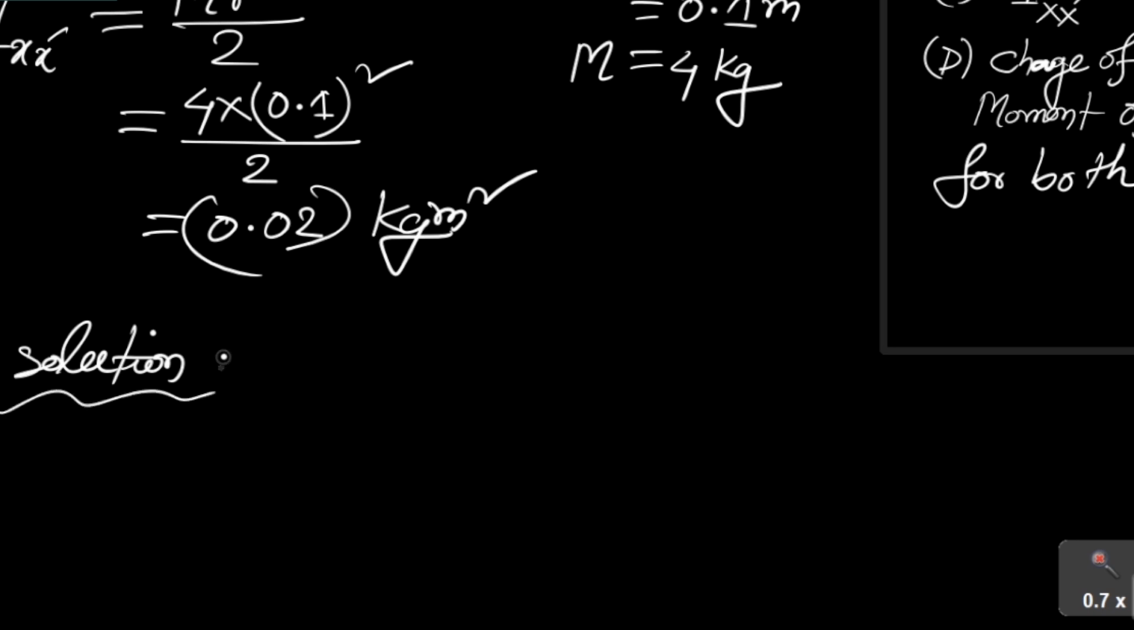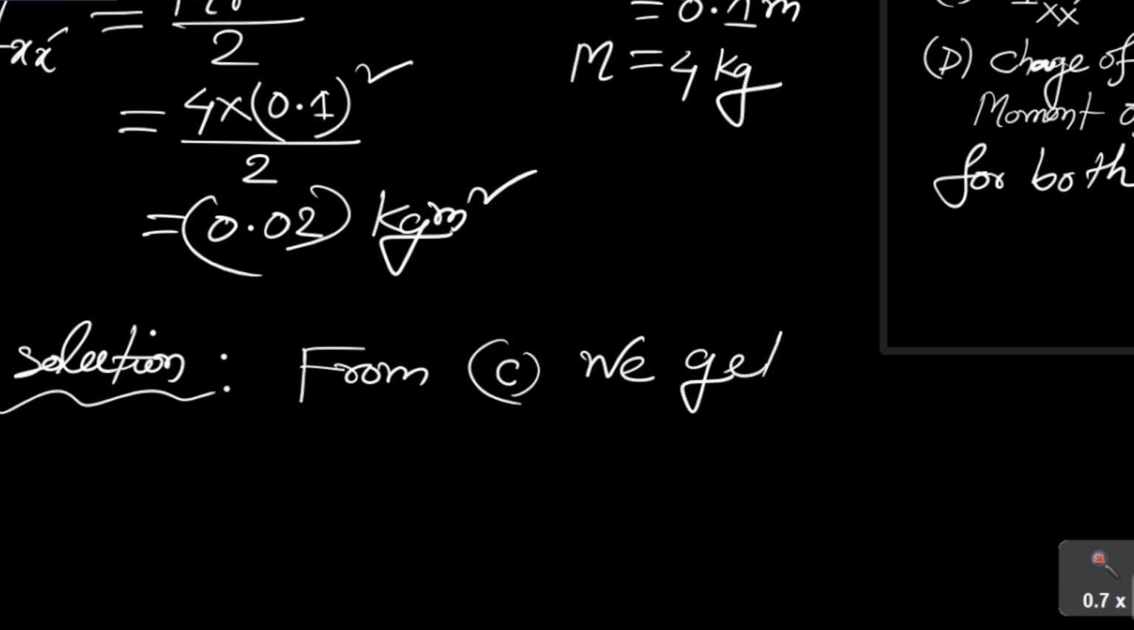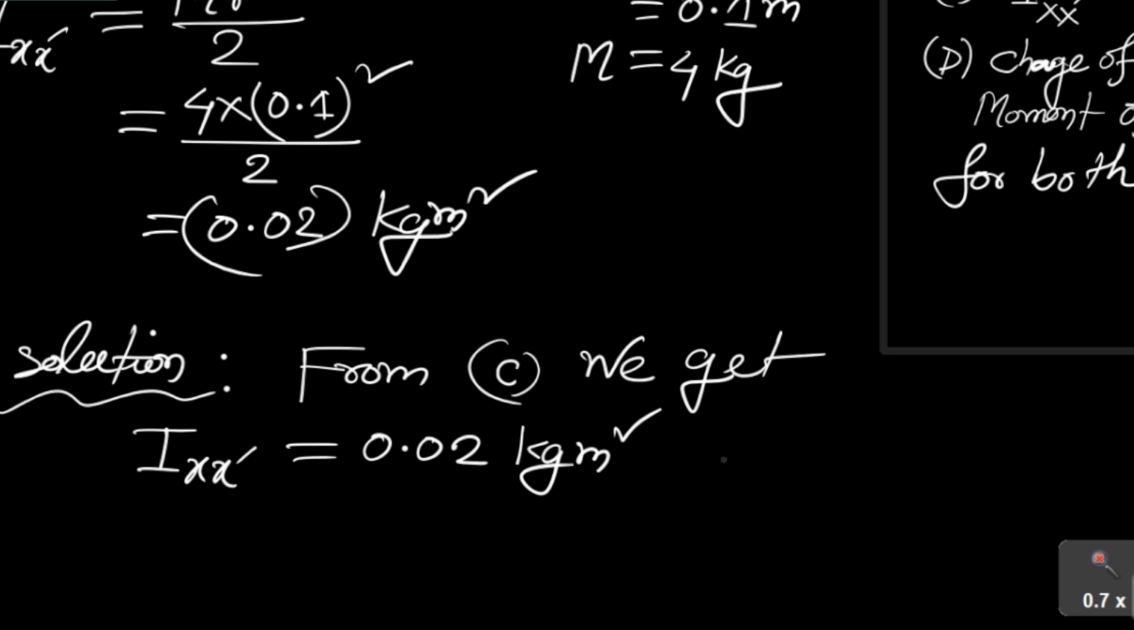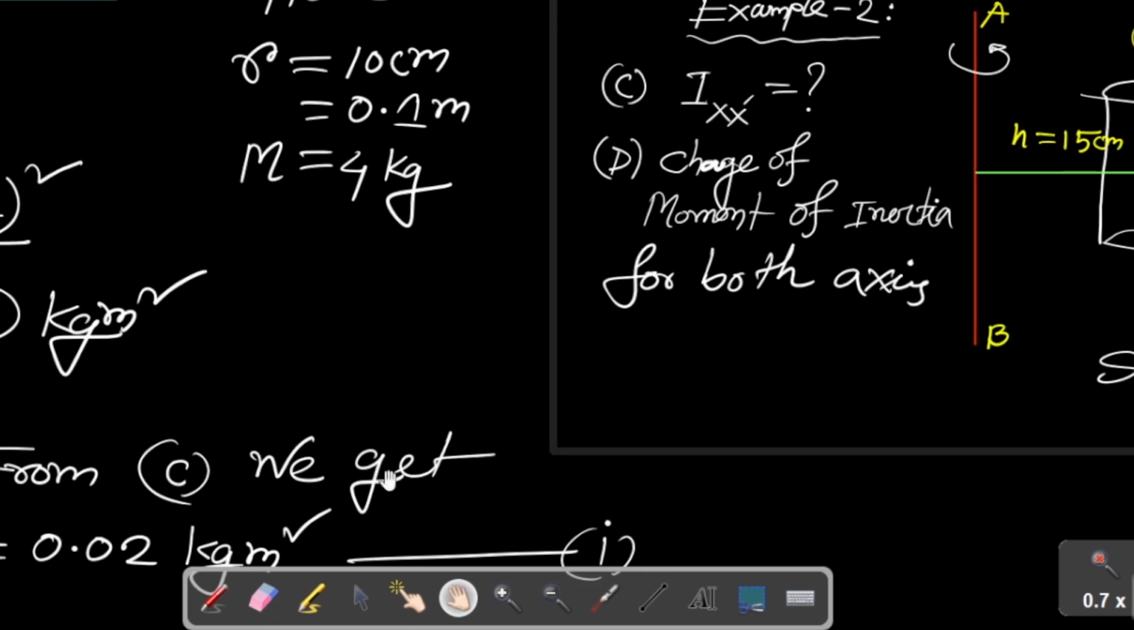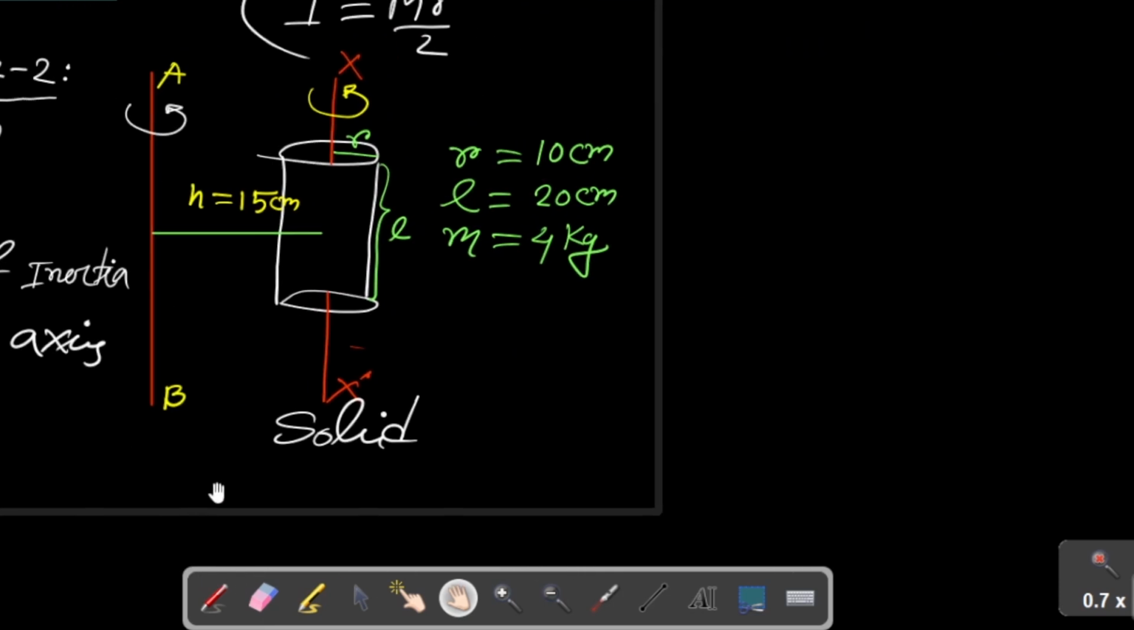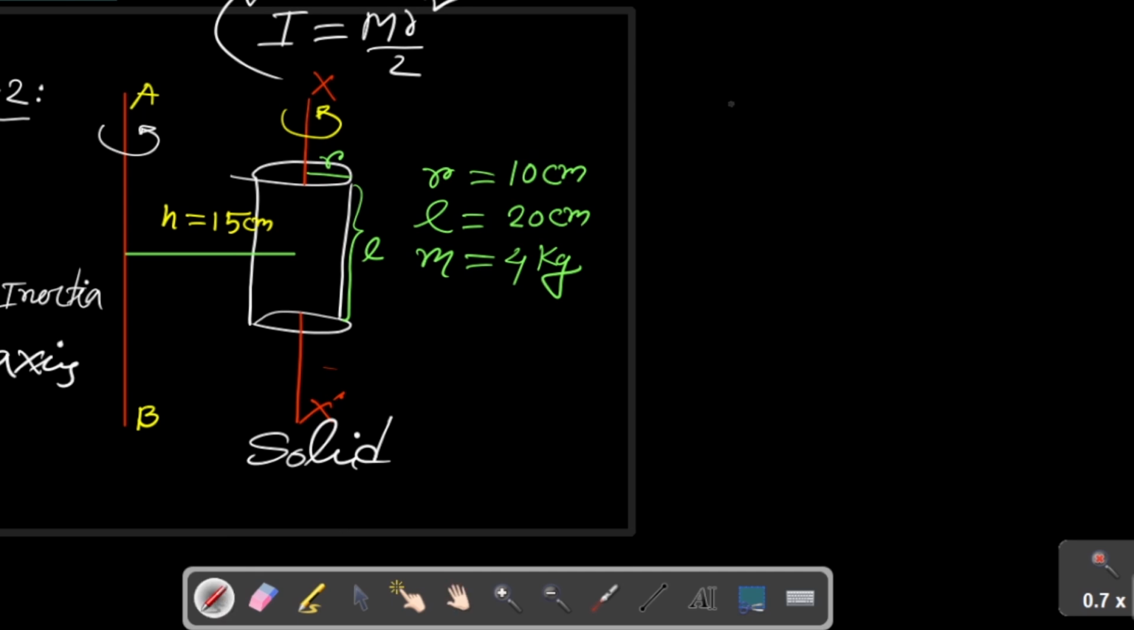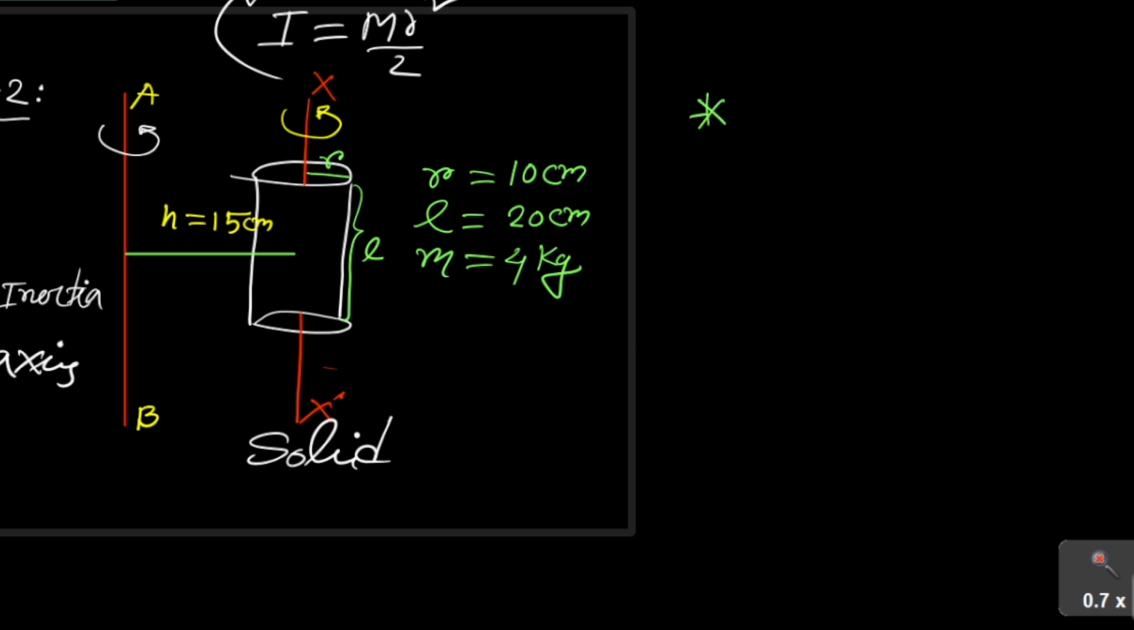Okay, from C we get the moment of inertia about x prime will be 0.02 kg meter square. This is equation 1. Now our duty is to find out the moment of inertia in case of the AB axis, and AB is the parallel axis. So we can write the formula. We know our formula is like this.